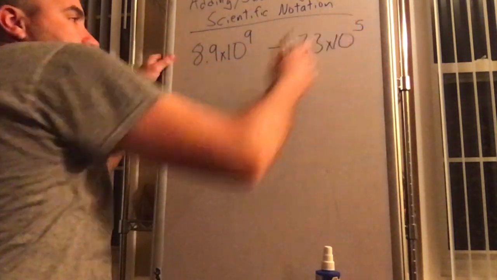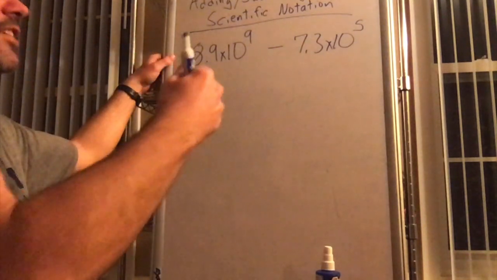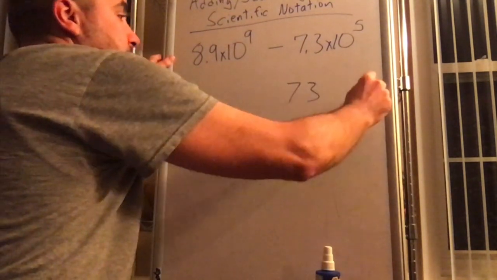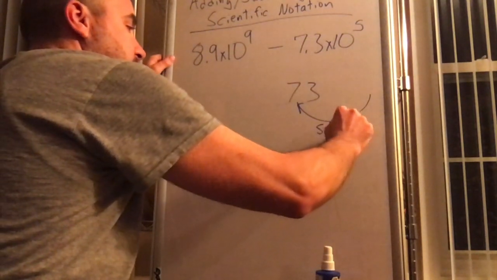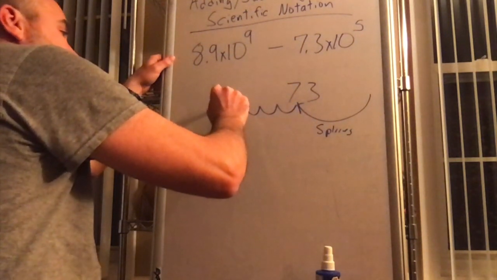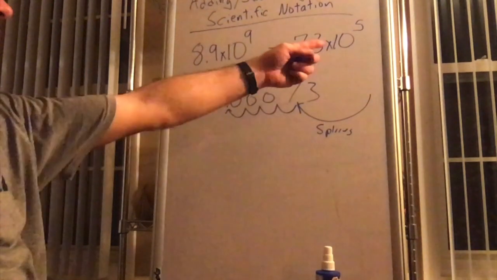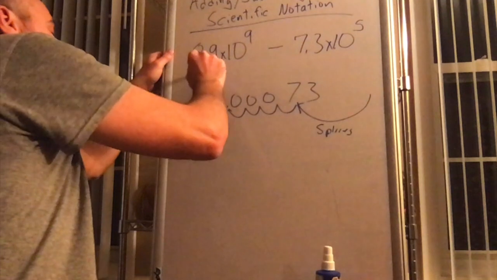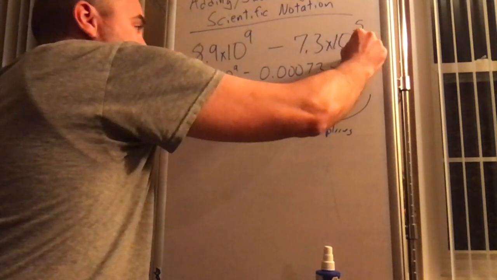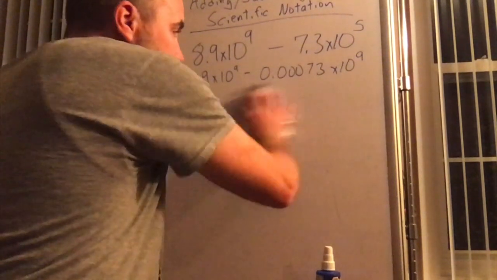Once again, this is a very large number, because the exponent is positive, we know it's larger than 1. Originally, we moved 5 places to get between the 7 and the 3. Well, to get to the 9, we've got to move 4 more places. 1, 2, 3, 4. So we're going to add 3 extra zeros here to make sure that we have times 10 to the 9th power. So this is going to change to 8.9 times 10 to the 9th minus 0.00073 times 10 to the 9th. We always want to match the larger exponents here. Now we can do the subtraction.